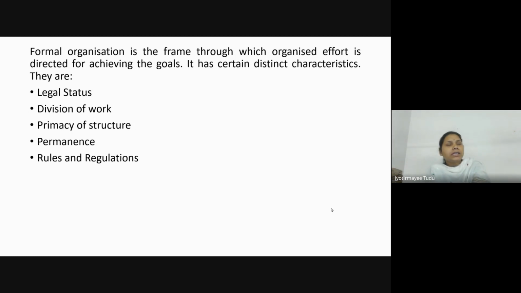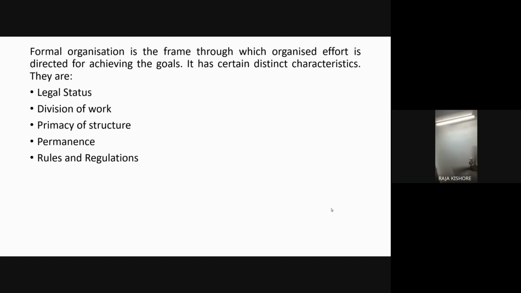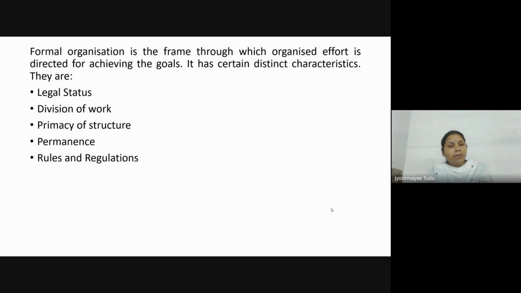And it is also essential so that none of the persons who are working in the concerned organization will be overburdened. No single person can do everything. So that's why the division of work needs to be done, in order to give specific tasks to particular individuals so that they would be able to complete the concerned tasks in time.